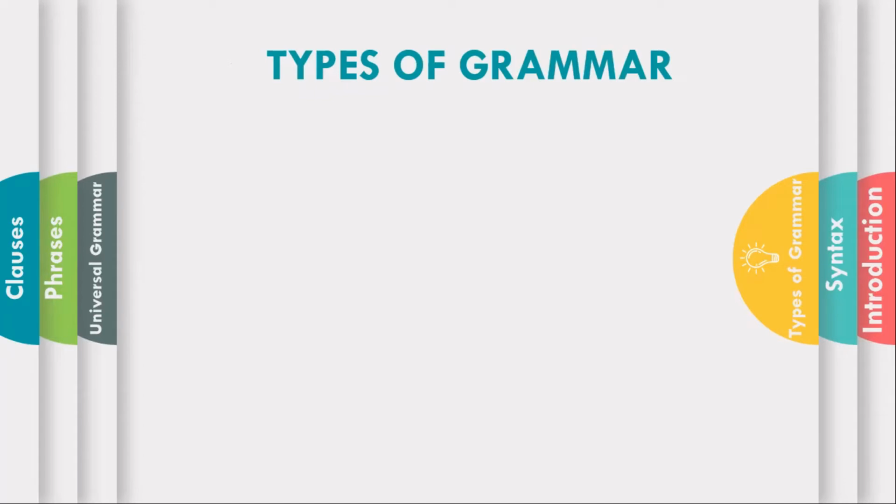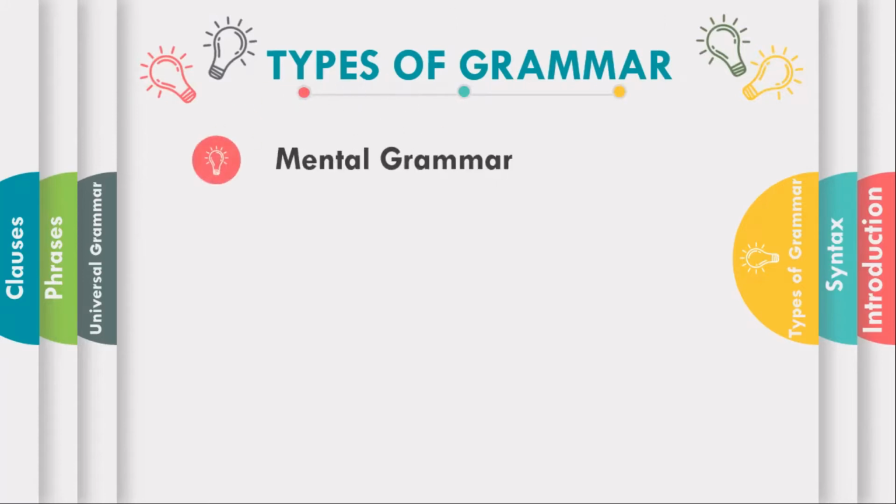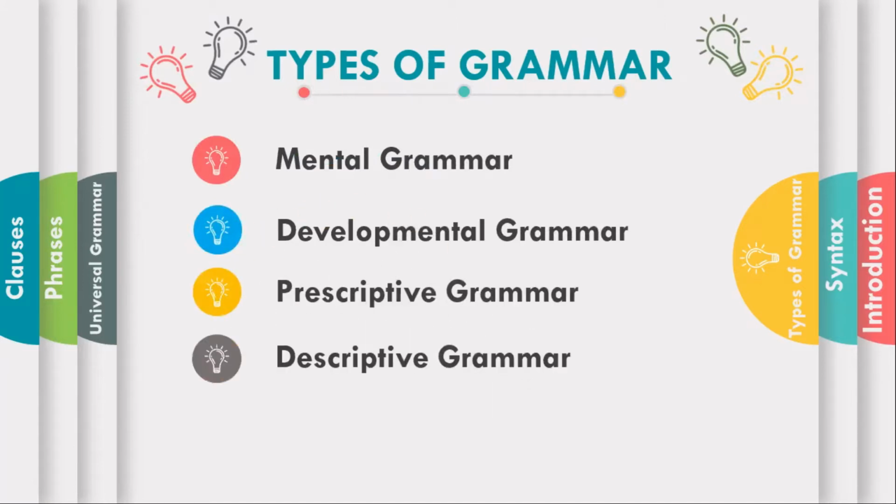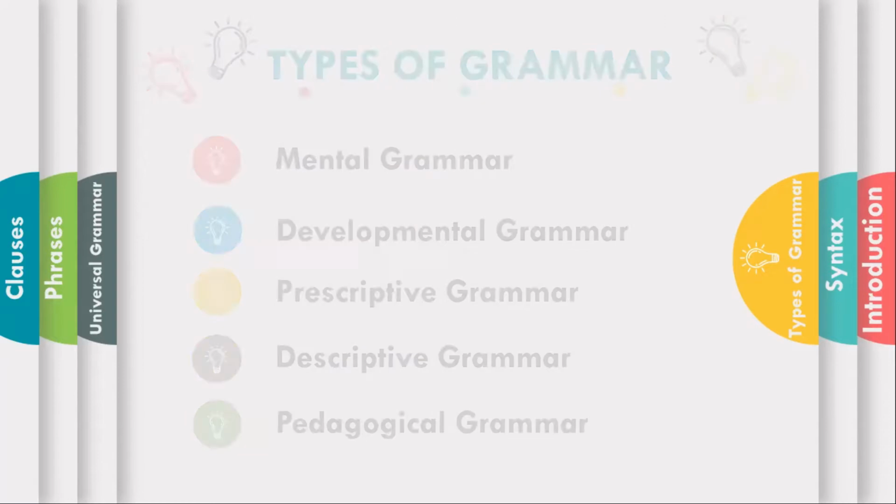Let's now proceed with the main topic, which is types of grammar. All well and good, but which type of grammar do we know? Linguists point out that there are various types of grammar, or ways of defining and analyzing the structure and functions of language. These are just some of the types. We have mental grammar, developmental grammar, prescriptive grammar, descriptive grammar, and pedagogical grammar. I will be discussing two types, mental and developmental grammar.